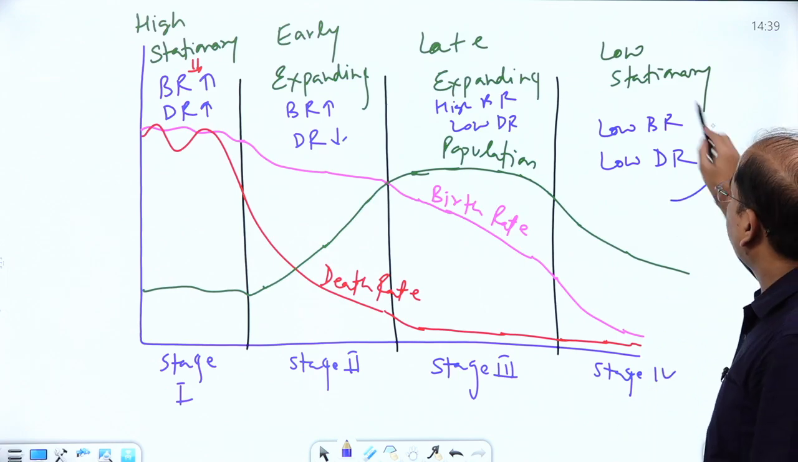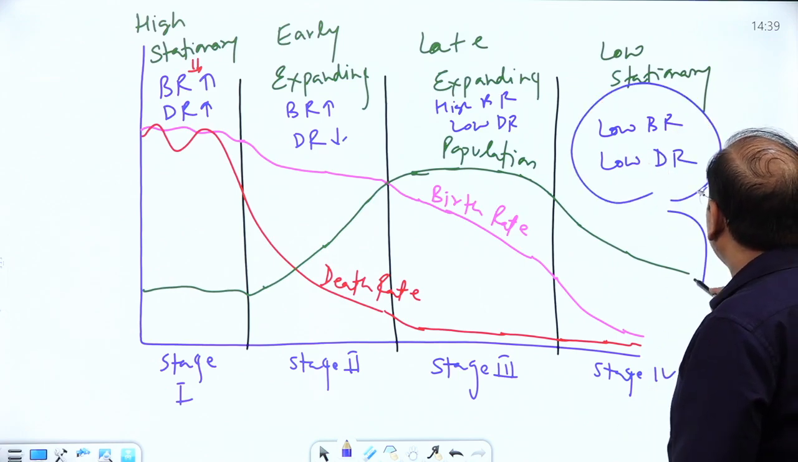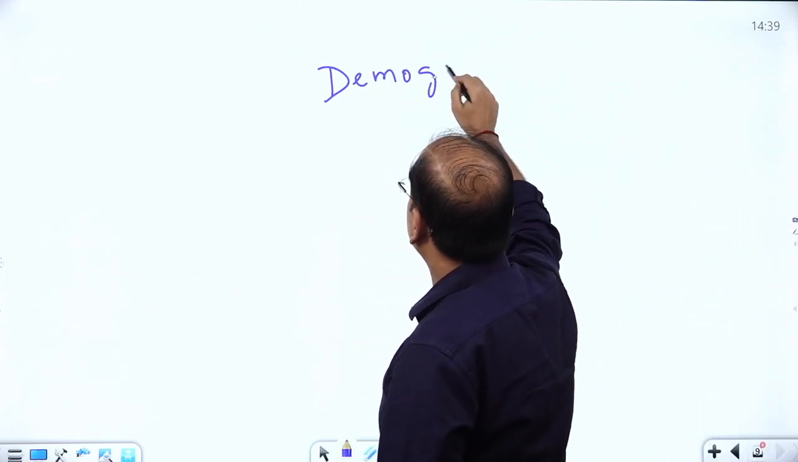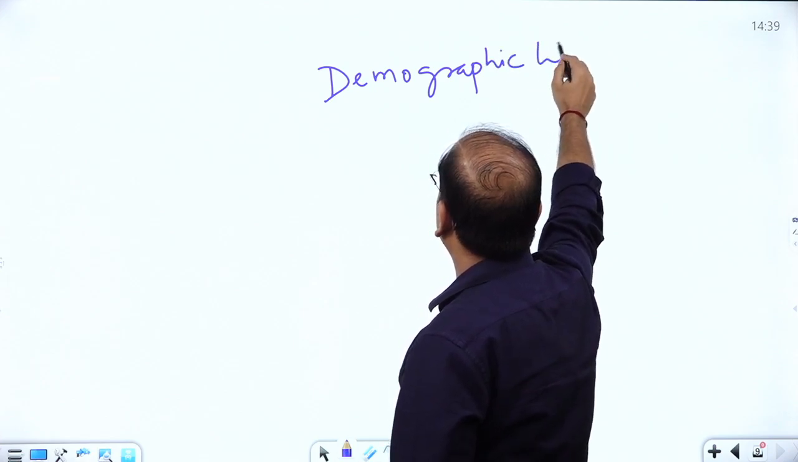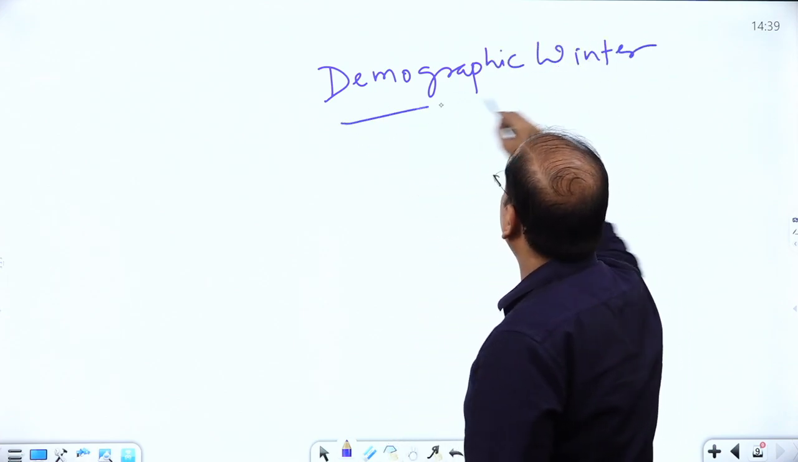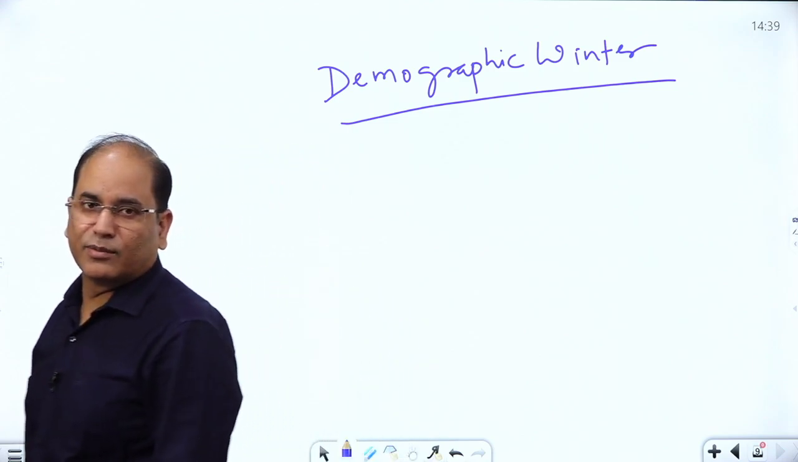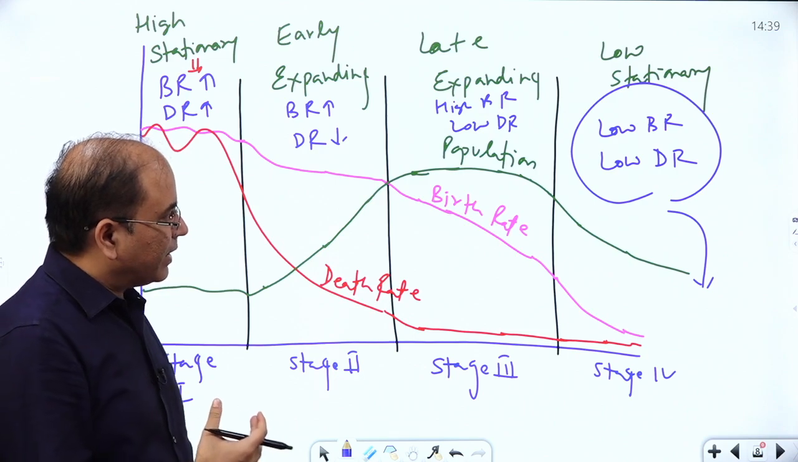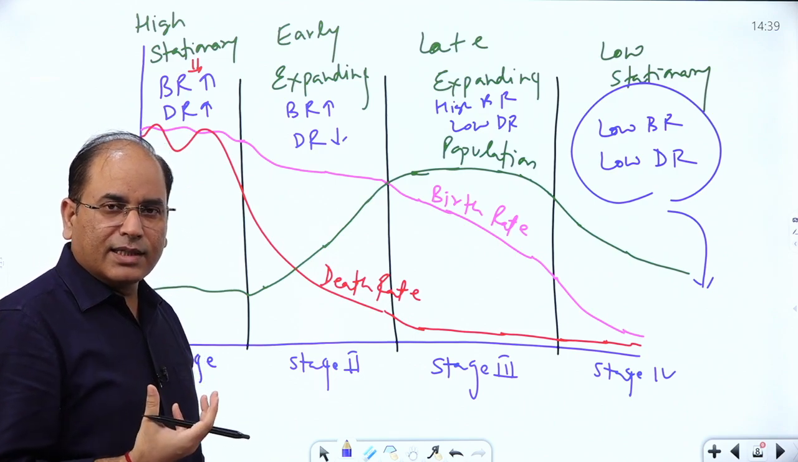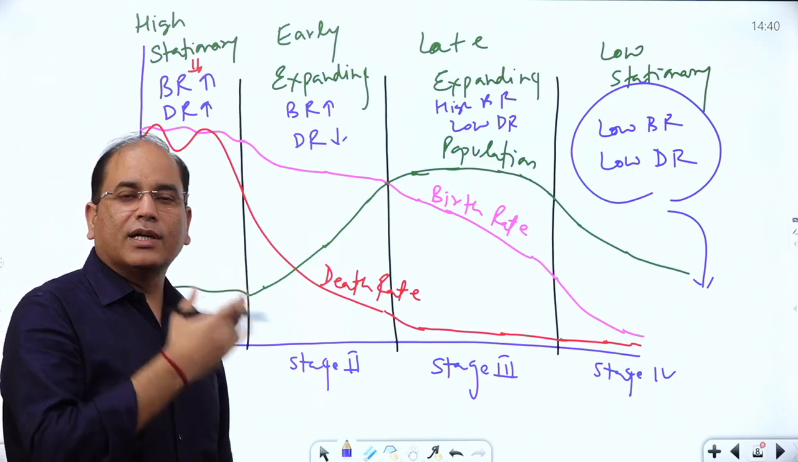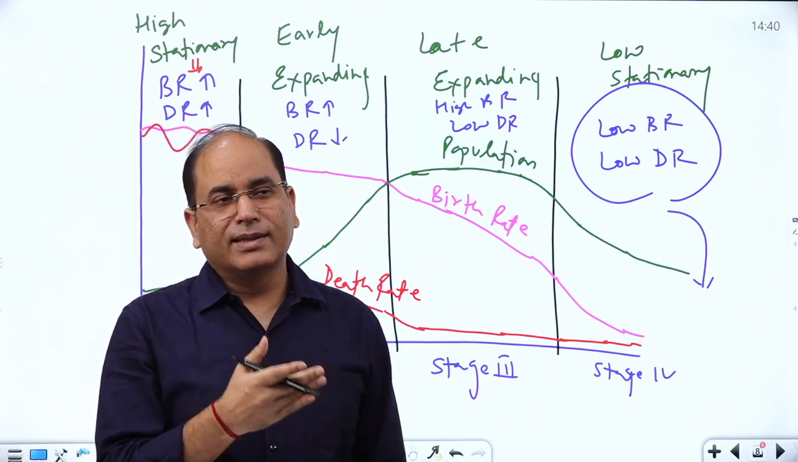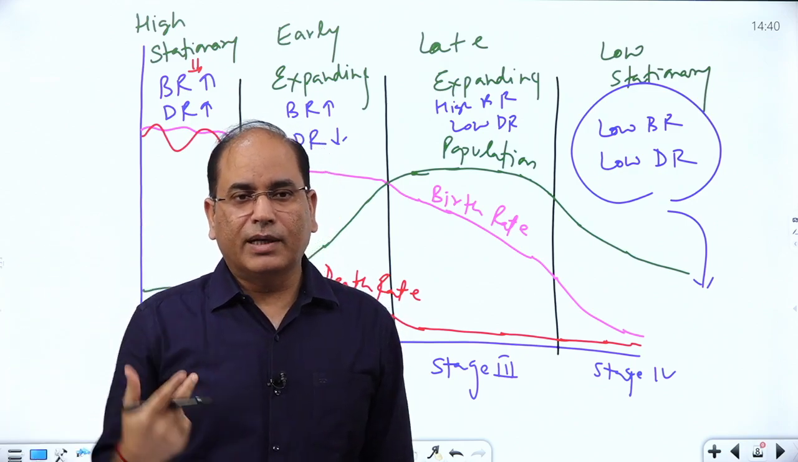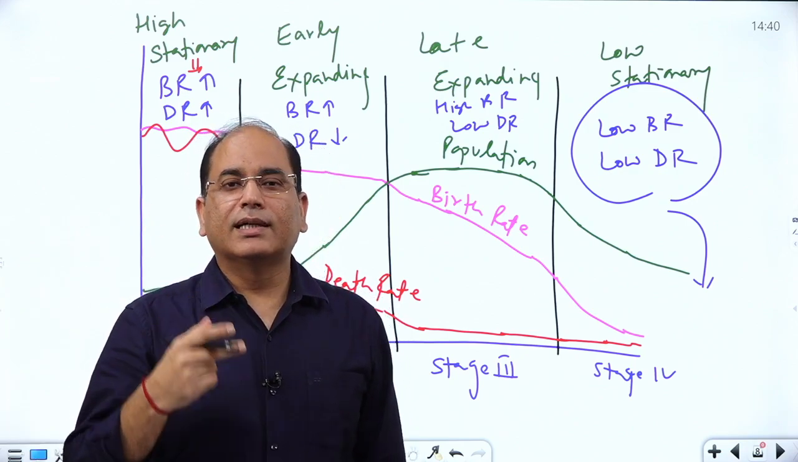And in fact this phase is also very much associated with the so-called demographic winter. So what is this demographic winter? This demographic winter is primarily associated with when the population is not rising. Like most of the Scandinavian countries and Japan, where life expectancy is very high, but the people are not going to have more than one child.